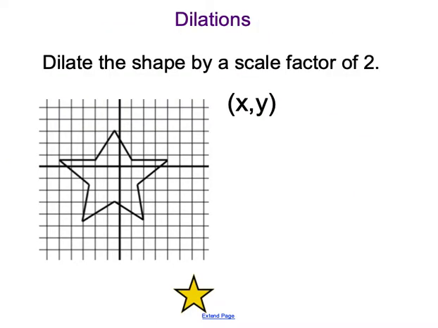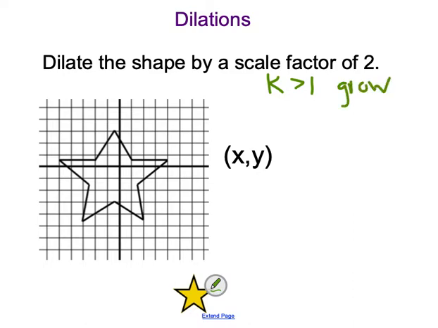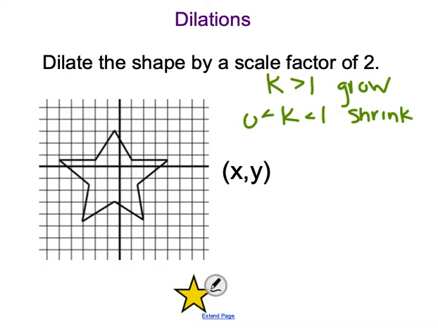If you're going to dilate something, it's going to have a scale factor. The scale factor tells us how much our shape is going to grow or shrink. Scale factor, for some weird reason, they use a lowercase k to stand for scale factor. If k is bigger than 1, the shape is going to grow. It's going to get bigger. If k is between 0 and 1, it's going to shrink. So in this example, when we have a shape dilated by a scale factor of 2, the rule is easy.